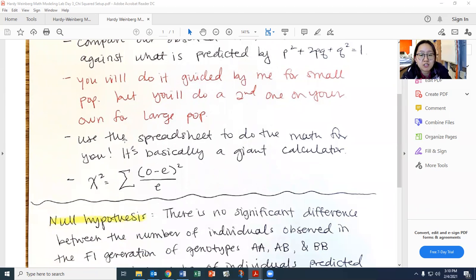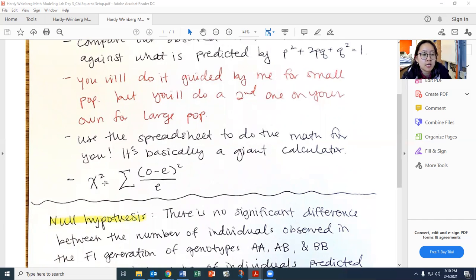We're going to be using the spreadsheet to do the math, because Excel and Google Sheets are actually just giant calculators. They're a little more unwieldy than a graphing calculator, but they do the same things. So we'll be using them to do our math for us, so we don't have to use a calculator, use our phones, or use our heads, because that's tiring.